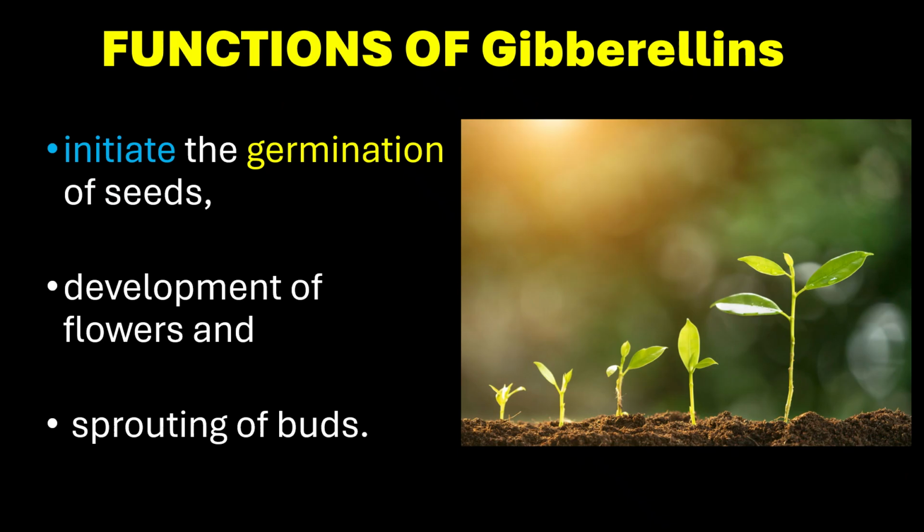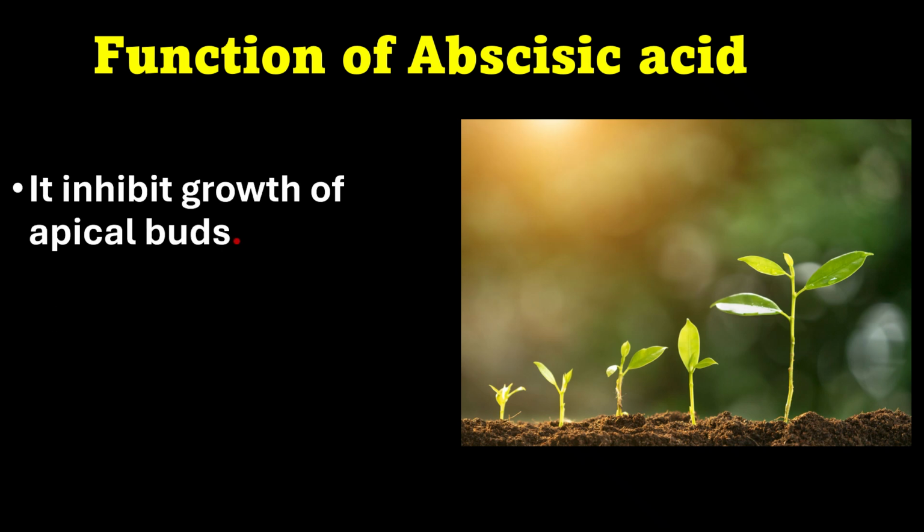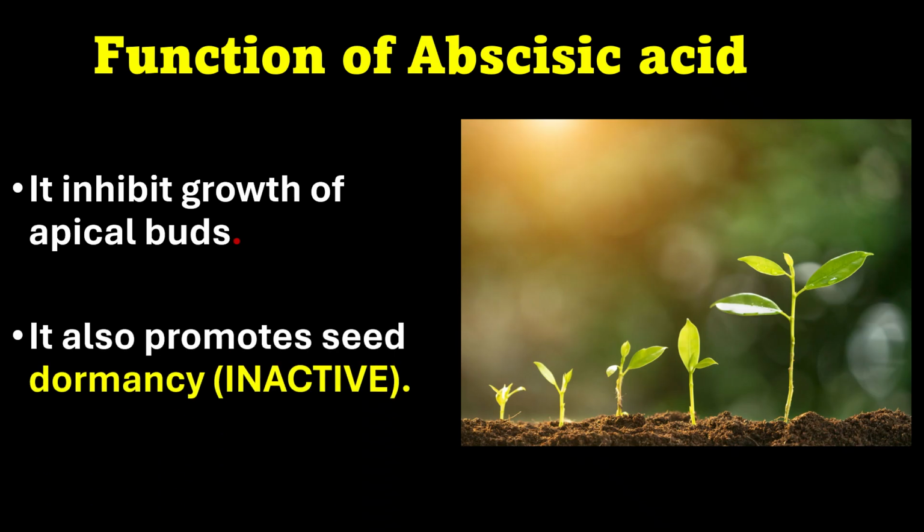We also have the following here: the functions of abscisic acid. What are the functions of abscisic acid? 1. It inhibits growth of apical buds. Apical here refers to the tip of the plant. The top, the very top, is called the apex. And abscisic acid inhibits growth of apical buds.